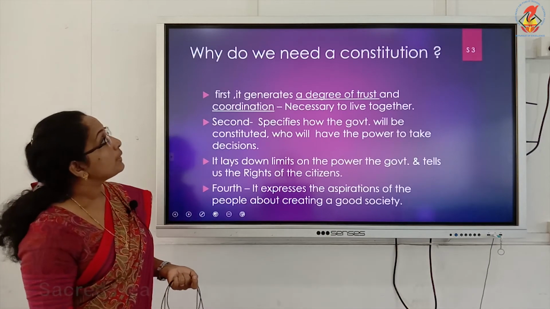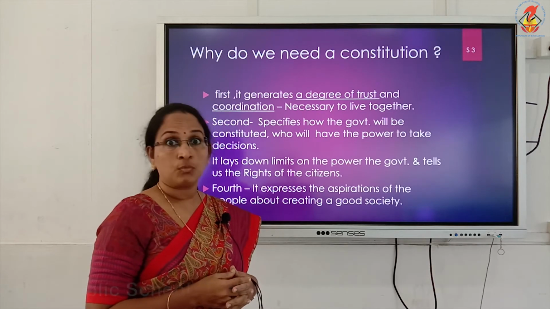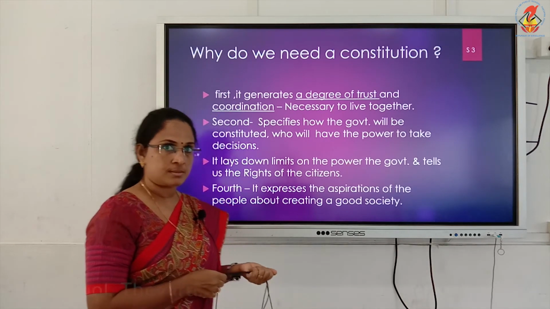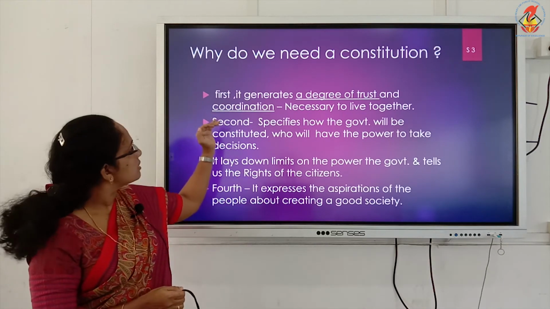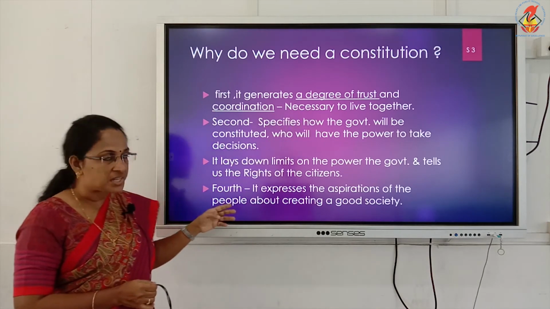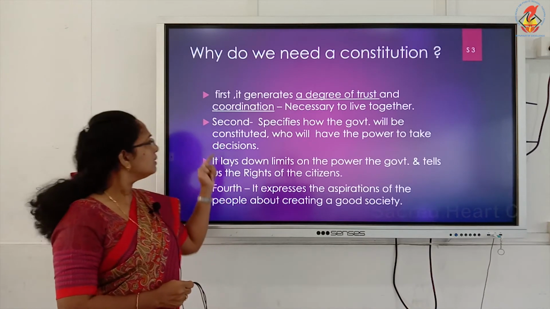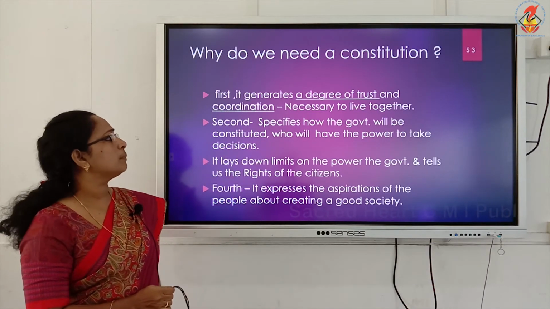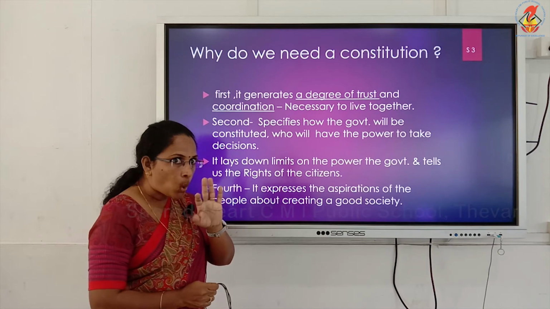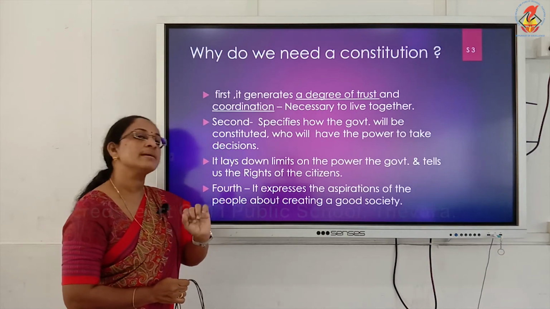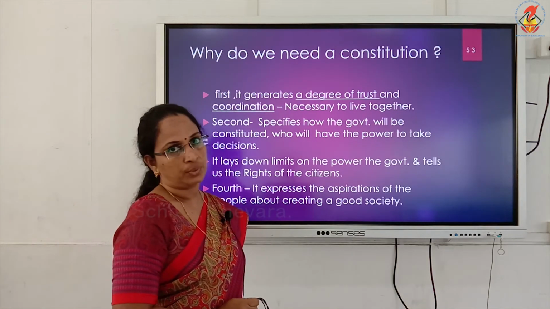Then, why do we need a constitution? We need a constitution for a variety of reasons, and 4 main points are included in your book. Firstly, it generates a degree of trust and coordination among the people that is necessary to live together. Secondly, it specifies how the government will be constituted, who will have the power to take decisions. There are 3 organs: legislature, executive and judiciary. Third point, it lays down the limits on the powers of the government.